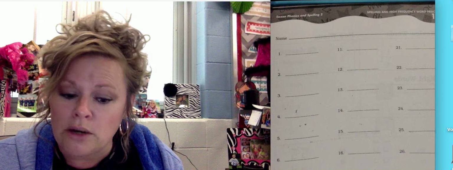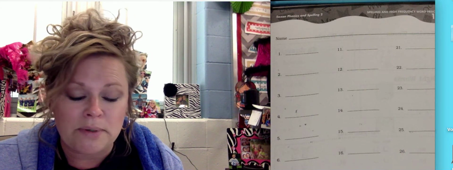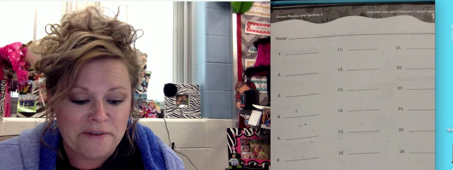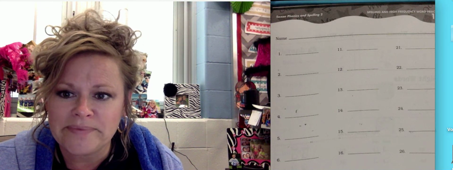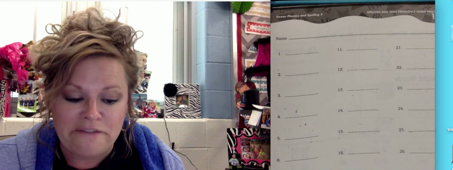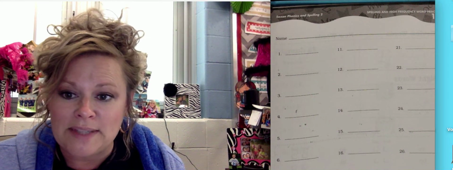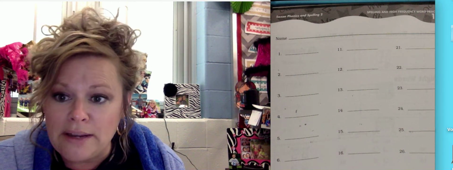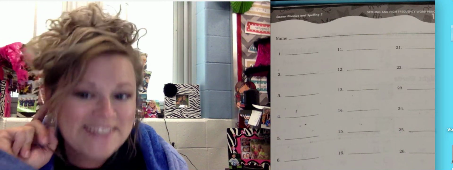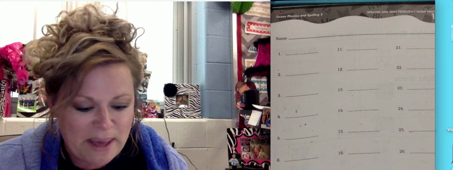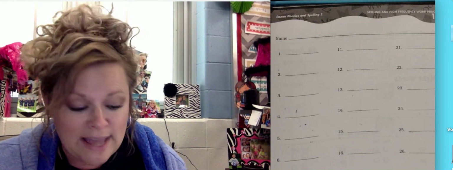We're going to go ahead and start with some review. Let's see if you remember some facts about the alphabet. What is an alphabet? An alphabet is a set of symbols that represent sounds. How many letters are in our alphabet? Say it out loud. 26. 26 letters in our alphabet. And there are at least 40 sounds.